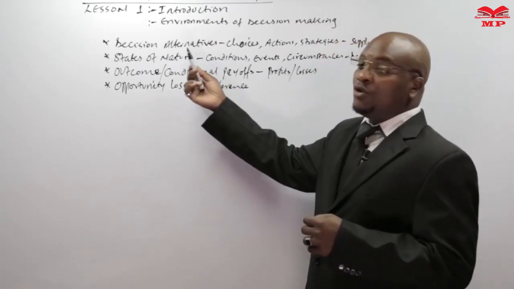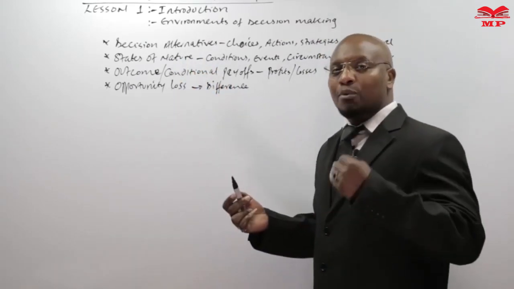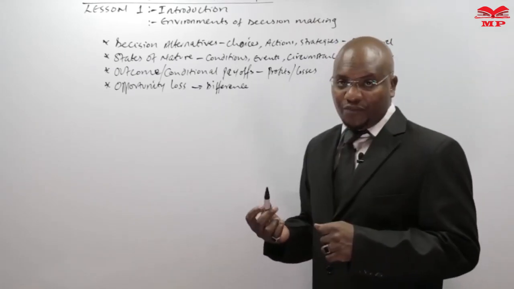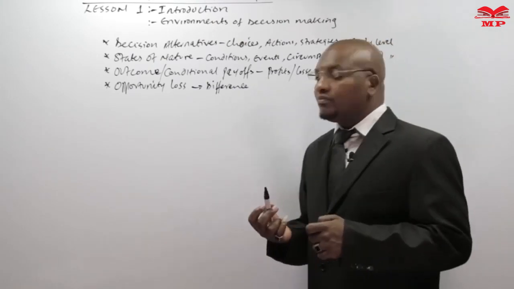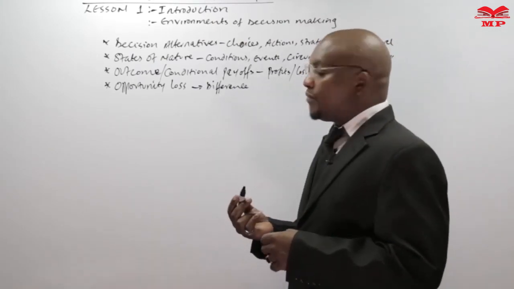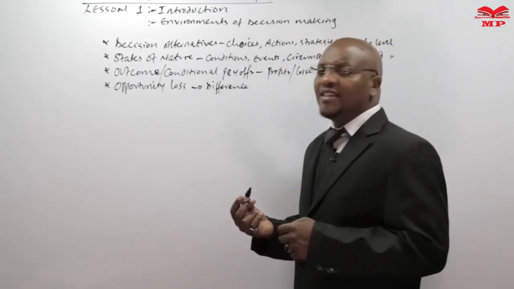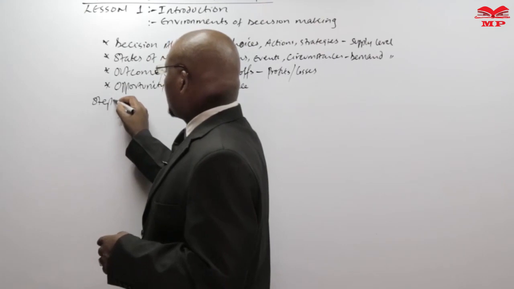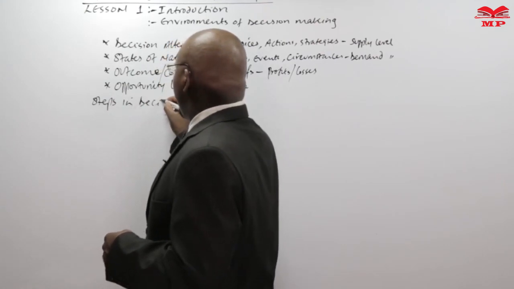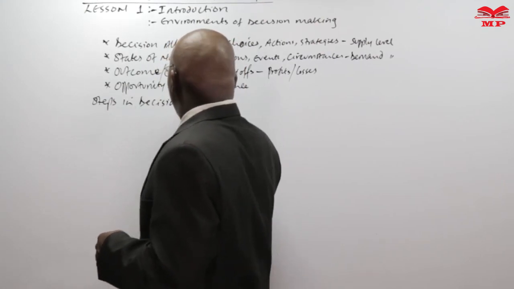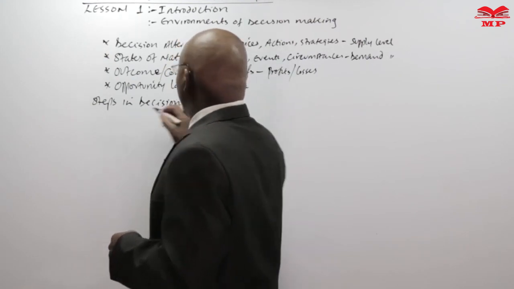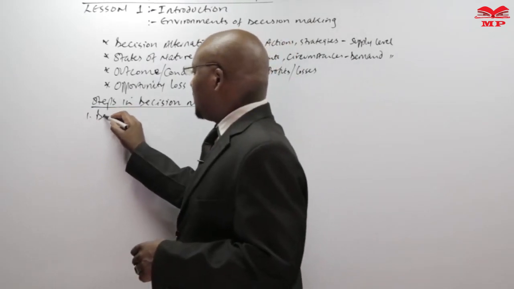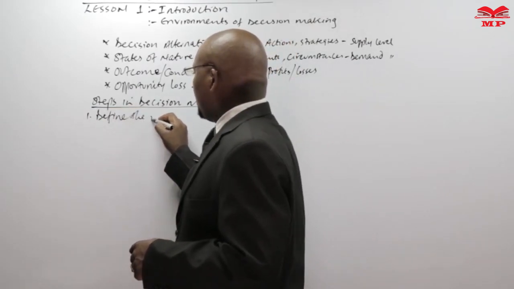Now, these are some of the terminologies we require to understand in the process of making decisions. While you're talking of decisions, you would want to know the procedure of making the decision. So we have now the steps in decision making. Steps in decision making. Now, there are several steps, and the first one is to define the problem.